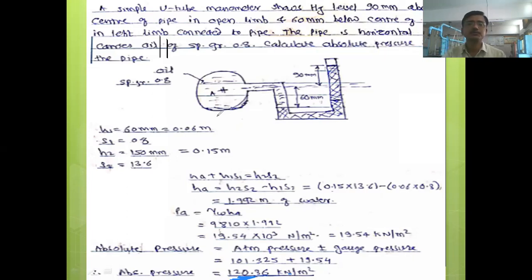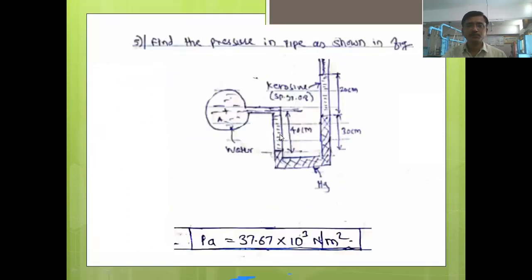Yes, is there any doubt? If you are having no doubt, then you can go for the next problem. Again, see here, this is another variety of problem. The problem has not been solved here, but the answer is given. You can solve this problem at home. Note down the answer also.